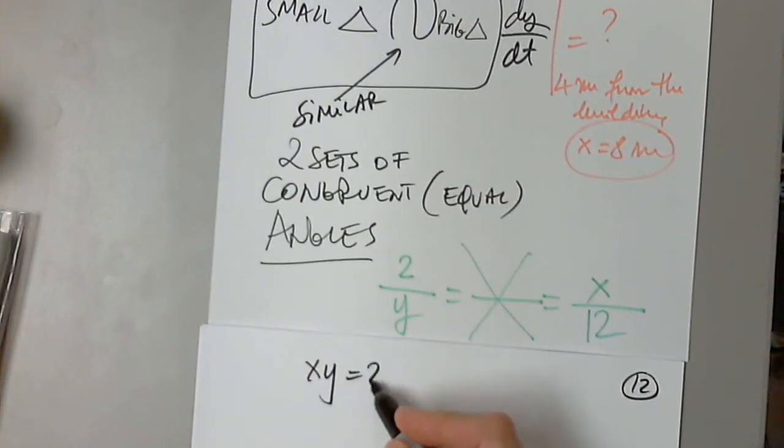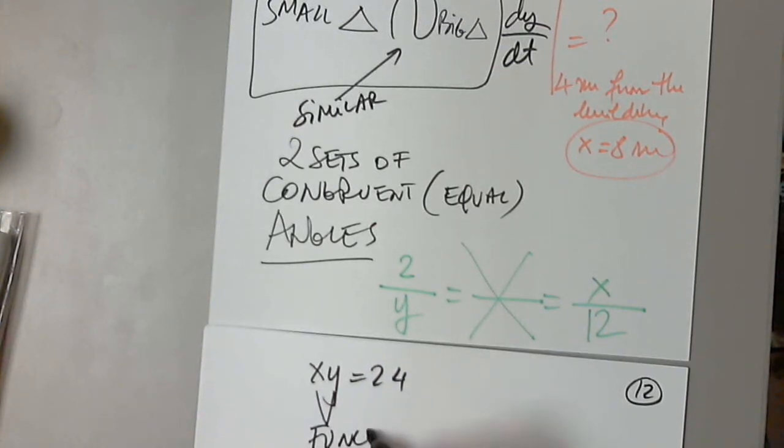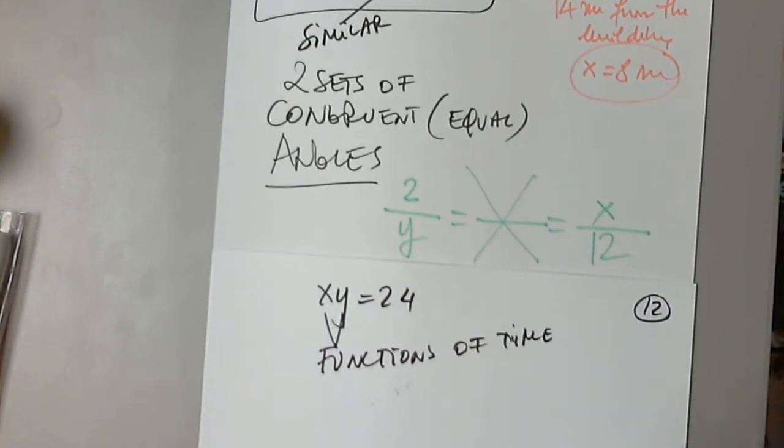So xy equals 24. What do we know about x and what do we know about y? They must be what? Functions of course, because the man walks, so x changes, and of course the length of the shadow on the wall changes. So they're both functions of time. We differentiate the left-hand side, we differentiate the right-hand side.